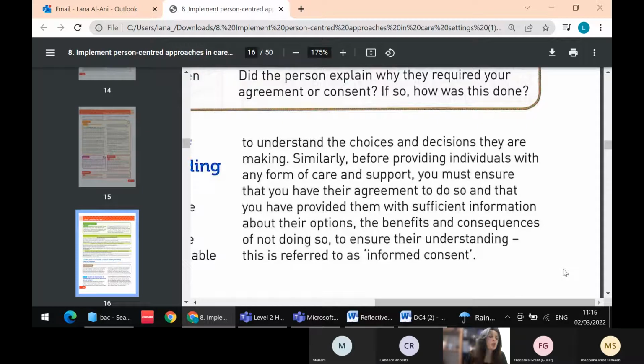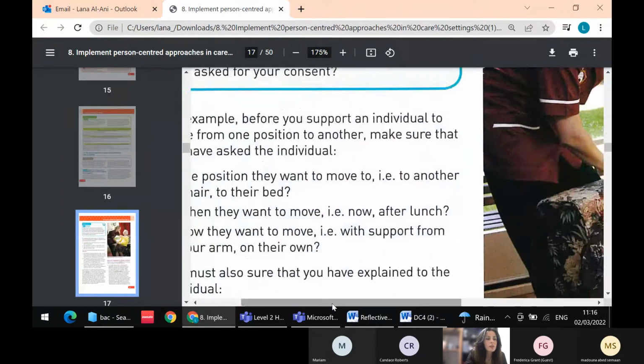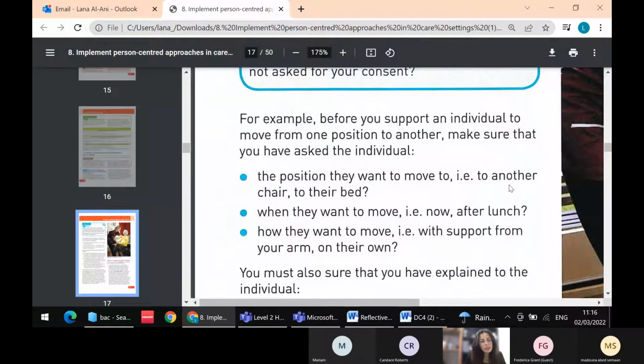What's this agreement called? Consent. We studied about consent before. It means I get the approval from my client. And why is it important? Give me an example about the consent.